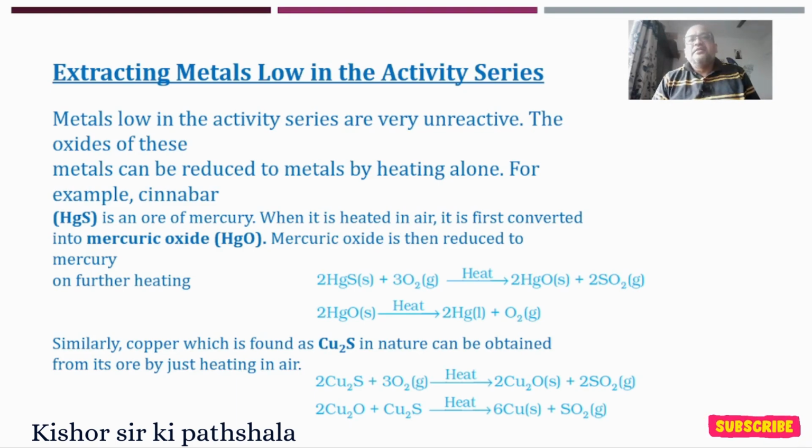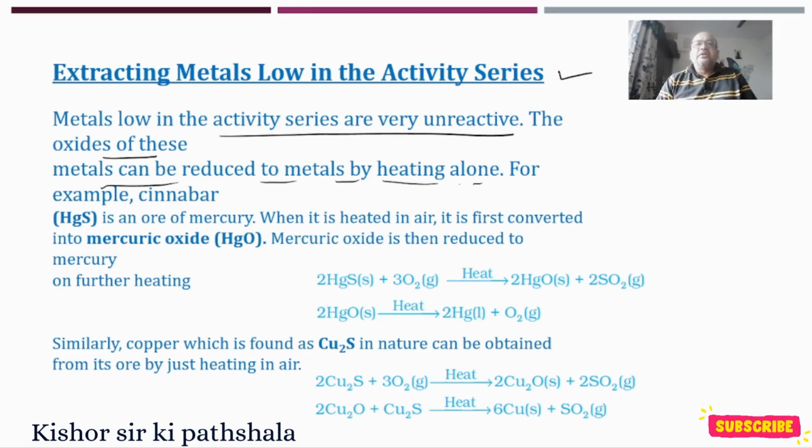Now, extracting metals low in the activity series. Let's see how we are going to extract them. Metals low in the activity series are very unreactive. So the oxides of these metals can be reduced to metals by heating alone. If I have the oxides of these metals, I need to heat them, to reduce them. By reducing, I will get the metal as such.